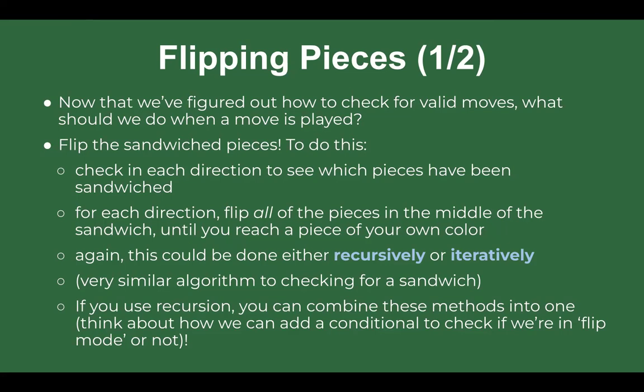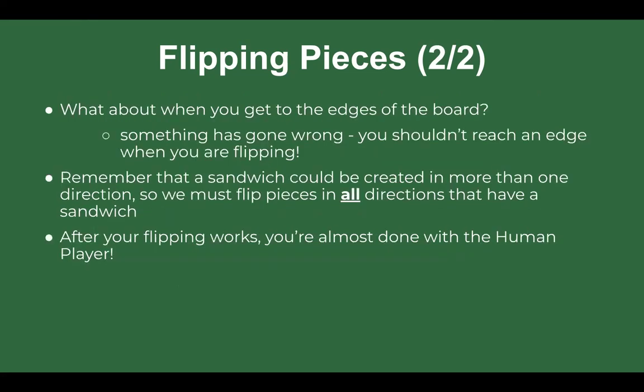Again, we can either do this recursively or iteratively. And it's a really similar algorithm for checking if there is a sandwich. And then if you use recursion, you could even combine these methods into one. So checking if a move is valid, or if there's a sandwich in one direction, and then flipping. And you maybe use a conditional to check if we're in flip mode or not.